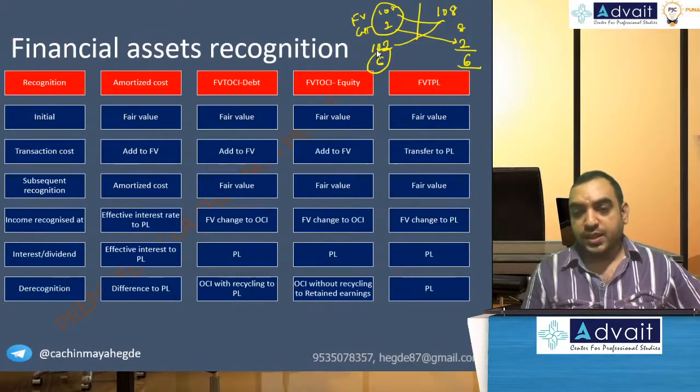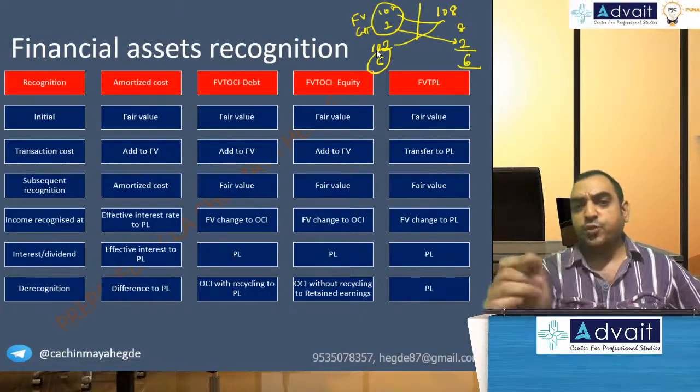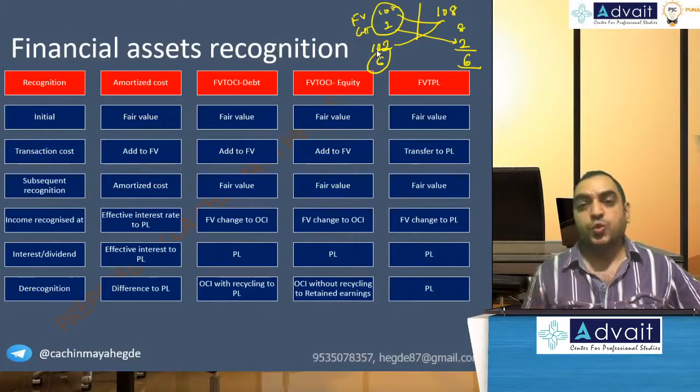So income recognized in case of FVTOCI, what is the accounting entry? If it is a gain, financial asset account debit to FVTOCI reserve, within brackets OCI.